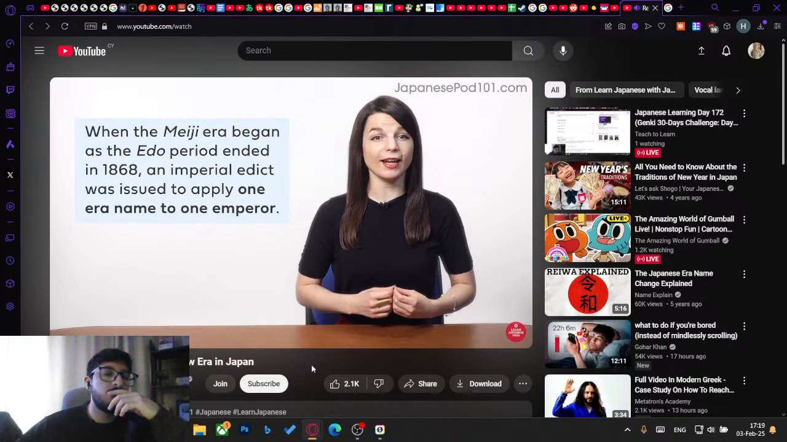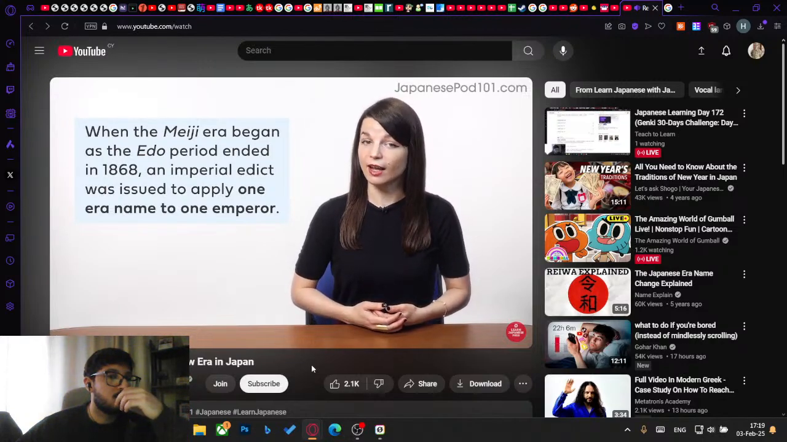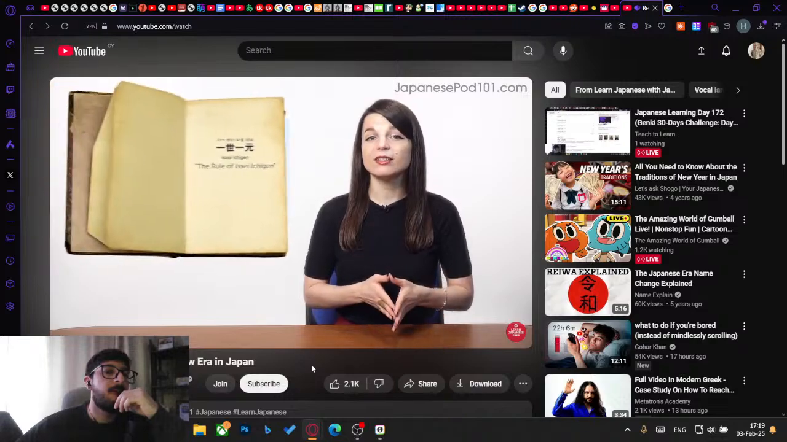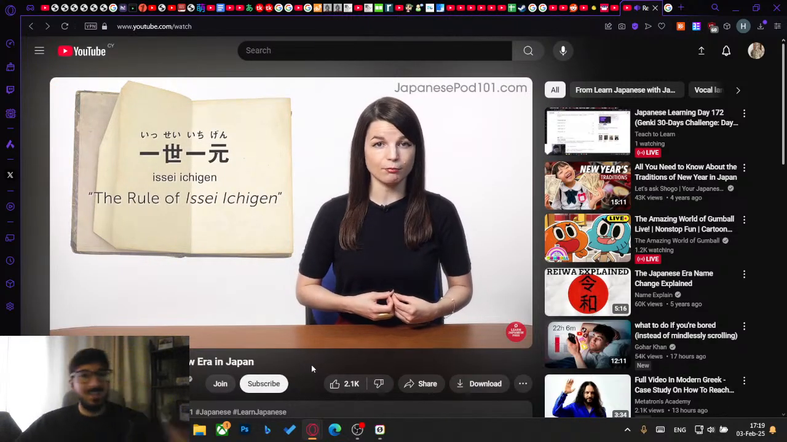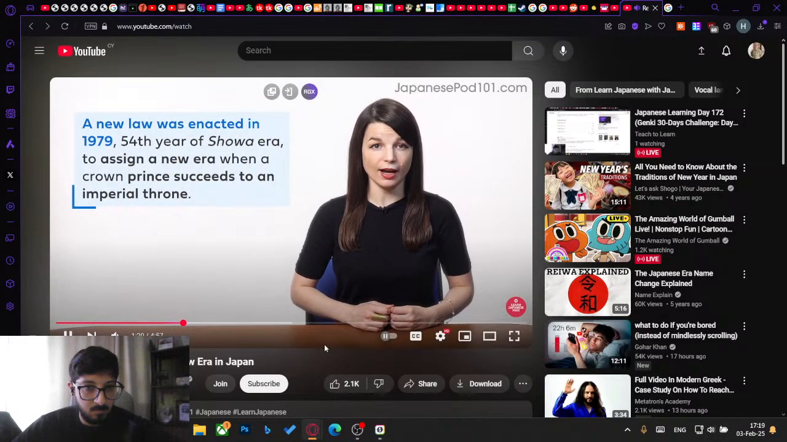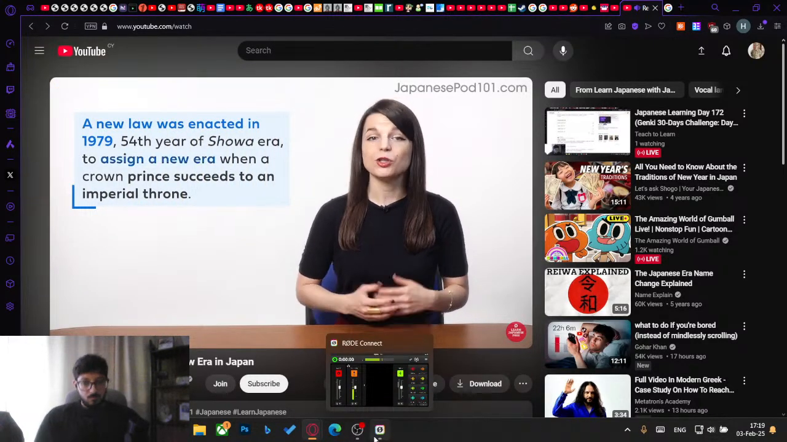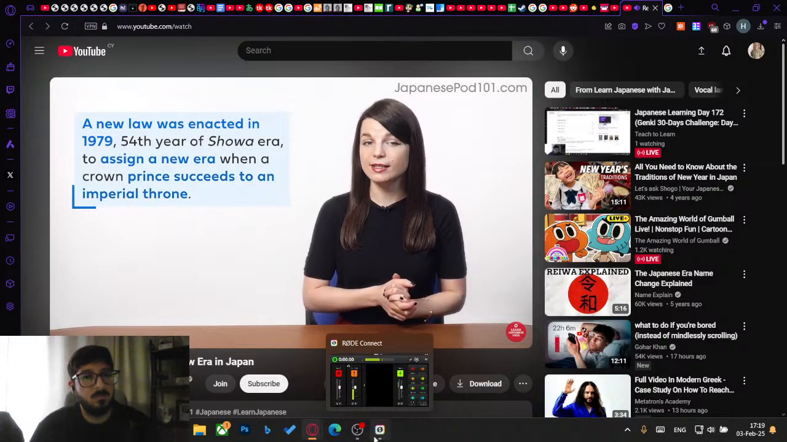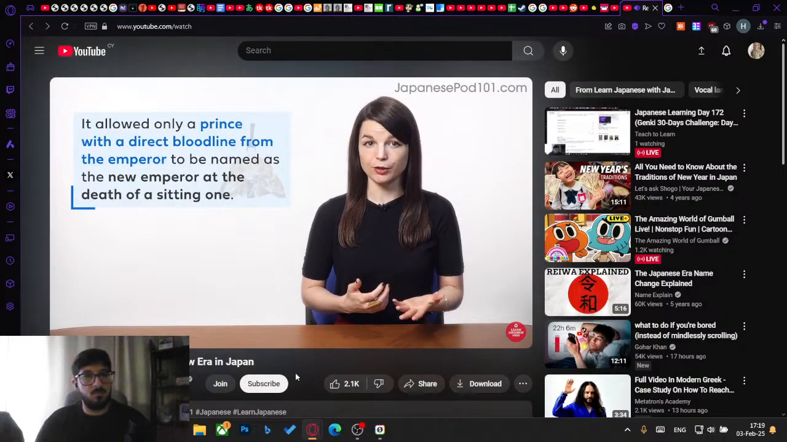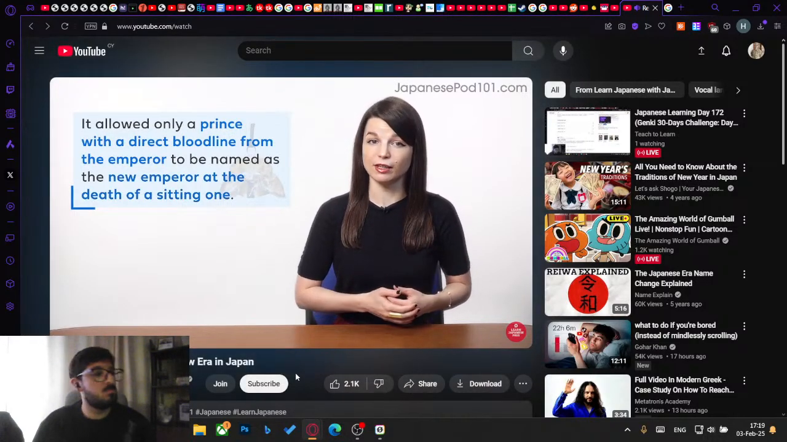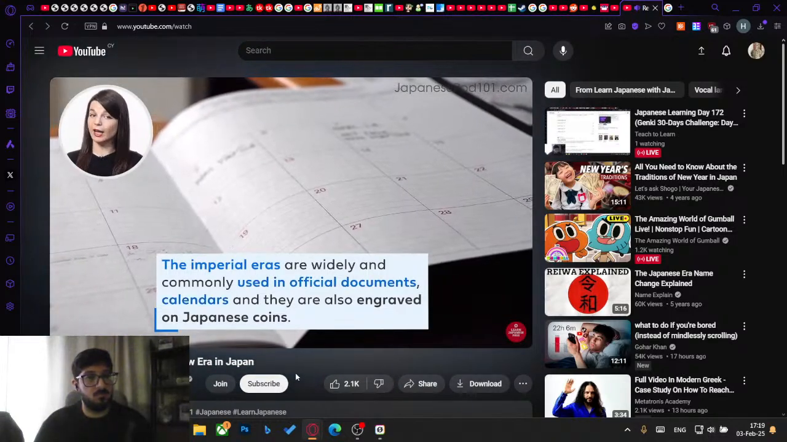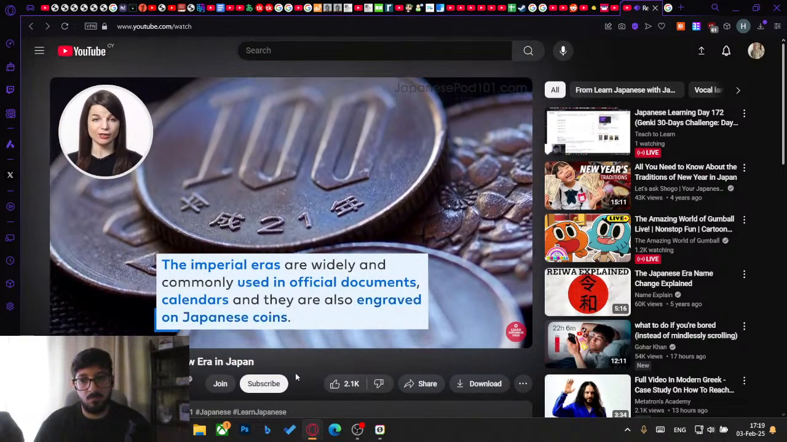When the Meiji era began, as the Edo period ended in 1868, an imperial edict was issued to apply one era name to one emperor. This is called the rule of Issei Ichigen, meaning one generation, one name. A new law was enacted in 1979, the 54th year of the Showa era, to assign a new era when a crown prince succeeds to an imperial throne. It allowed only a prince with a direct bloodline from the emperor to be named as the new emperor at the death of a sitting one. The imperial eras are widely and commonly used in official documents, calendars, and they are also engraved on Japanese coins.